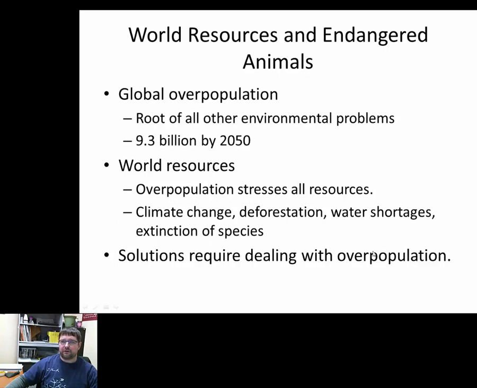So one that we'll often talk about is, are there solutions to dealing with overpopulation? We don't have a predator, so are there solutions to human overpopulation? But then what are some other solutions to deal with overpopulation of other organisms? Okay, and we'll approach those at a later date.